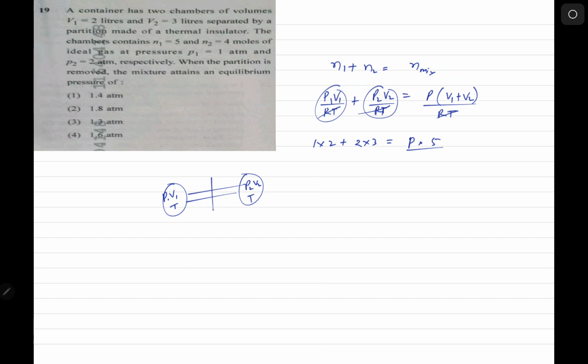Okay. So what is it now? So 2 plus 6 is equal to 5P. So it is coming as P equal to 8 by 5. 8 by 5 is 1.6. So that is the answer, the pressure at equilibrium. Okay, pressure of the mixture at equilibrium. So option 4 is correct. So hope you understood. Let's move to the next question.